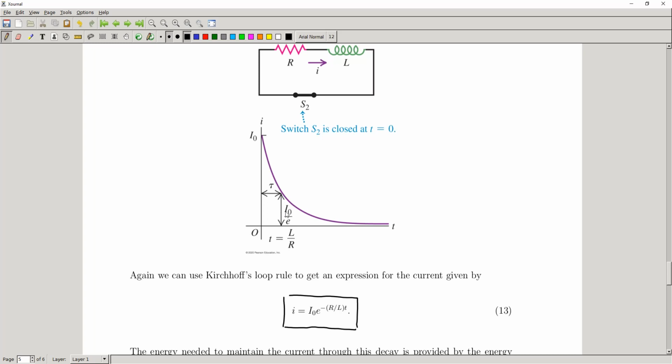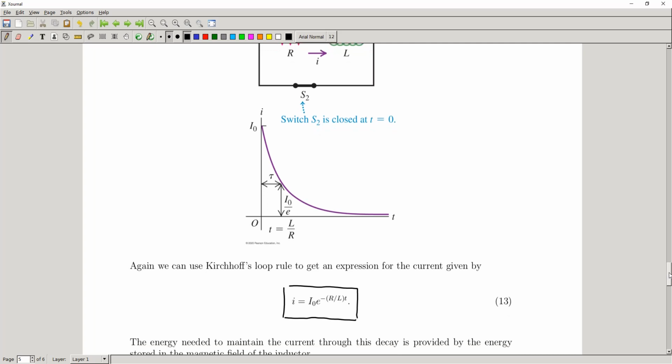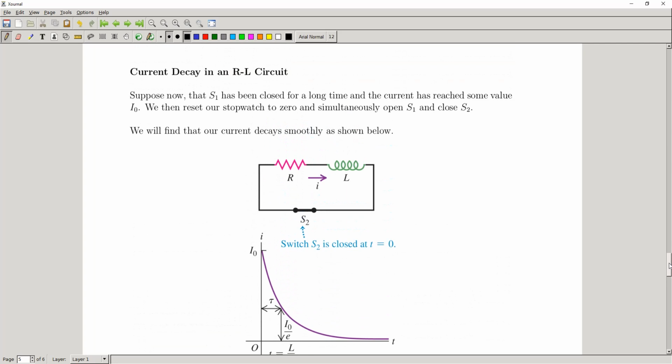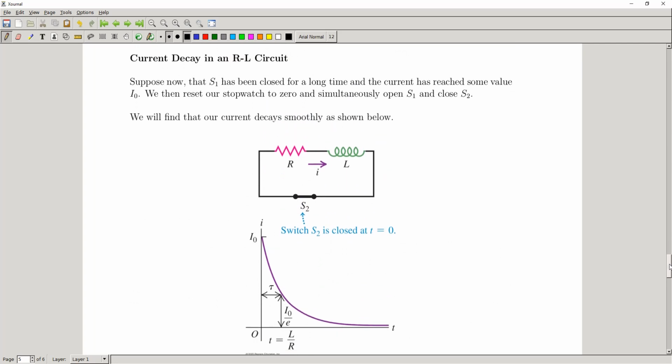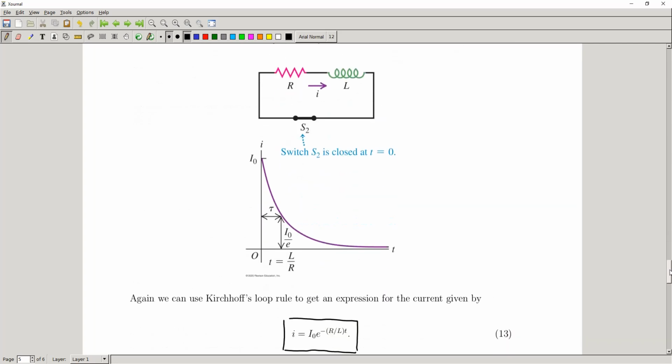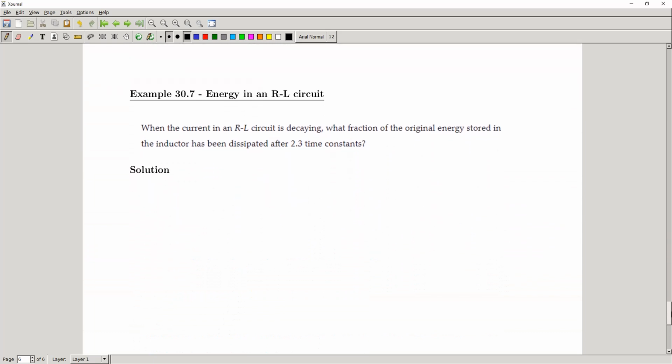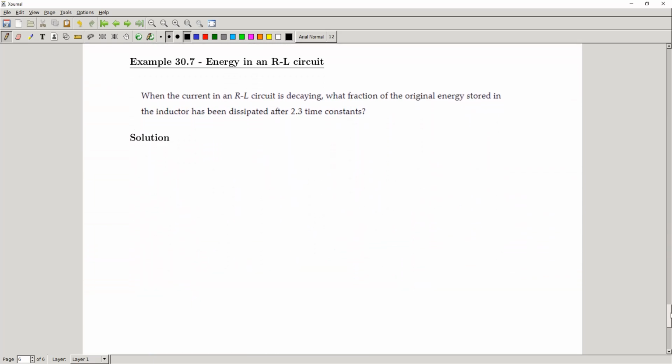The value here is going to be I naught over E. So this is the decay of our current in our RL circuit. We'll take a look at a quick example here, and we'll wrap this video up.